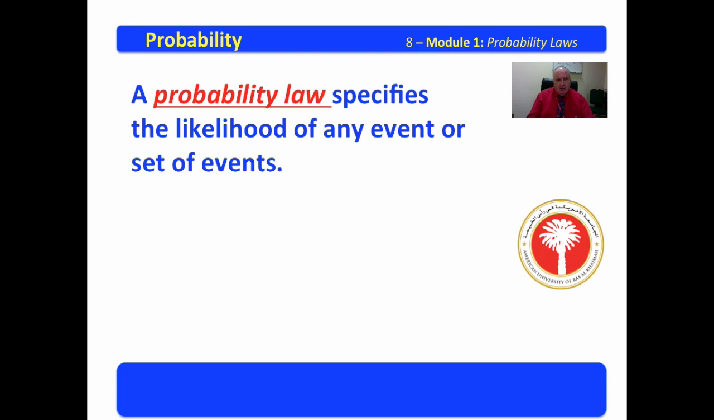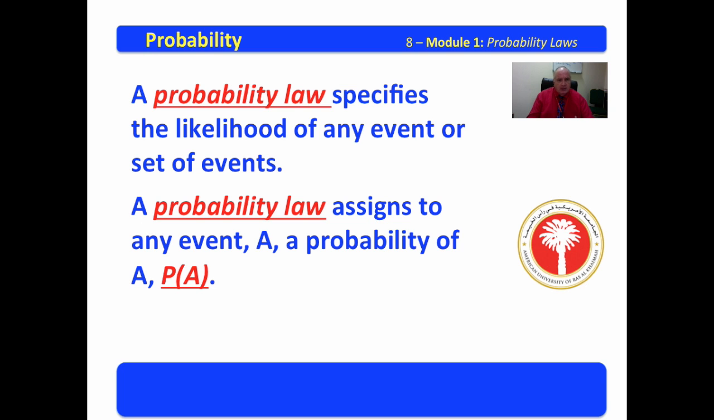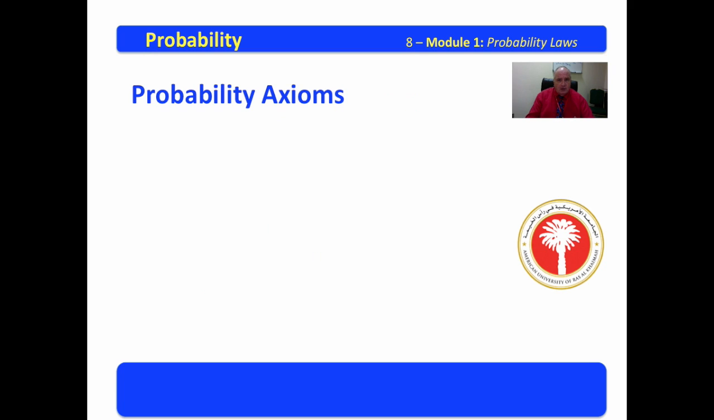Now, a probability law specifies the likelihood of any event or set of events. A probability law assigns to any event A a probability of A. I want you to notice this notation, the probability of A. The probability law says that if A occurs, this is the probability that A will occur.